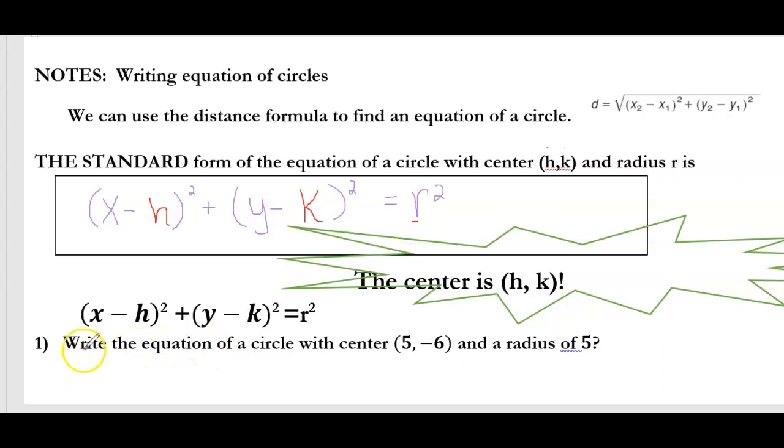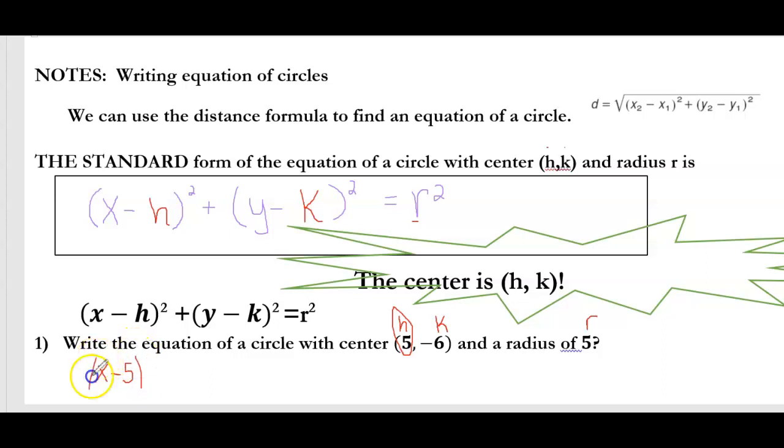We're going to do some examples like this one. Write the equation of a circle with the center (5, negative 6). So h is 5, and k is negative 6. And my radius is 5. So I would just plug them in. I would say x minus my h. My h is 5. Minus my h, which is 5.